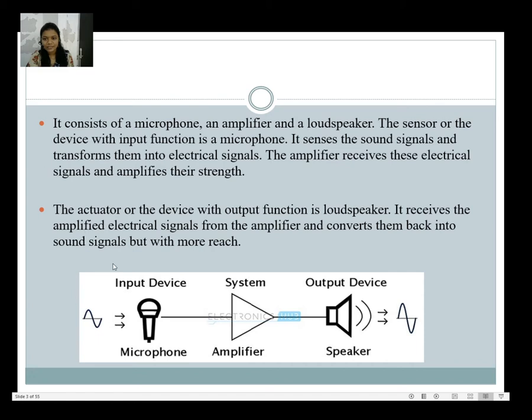The amplifier receives the electrical signal and amplifies its strength. As we know, the amplifier is used to increase the strength of a weak signal. Then the actuator, or the device with the output function, is the loudspeaker. It is the output device, and it receives the amplified electrical signal from the amplifier and converts it back into a sound signal, but with more reach. So this is nothing but the use of a sensor and an actuator.